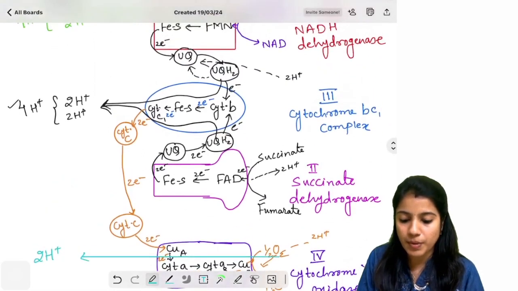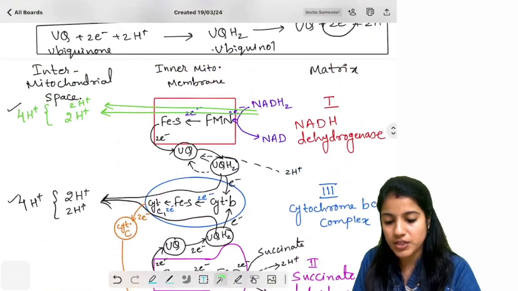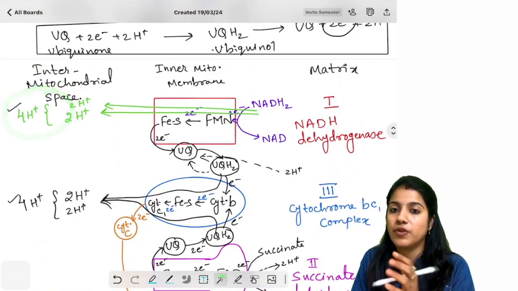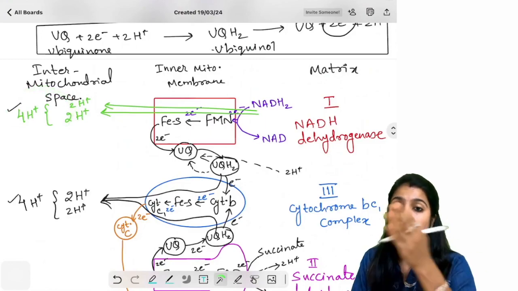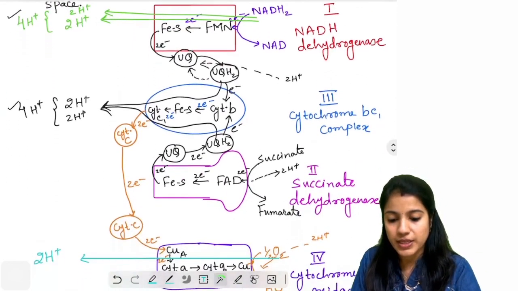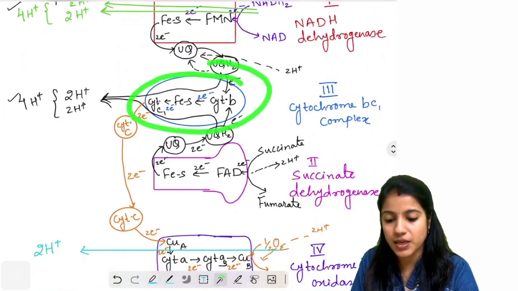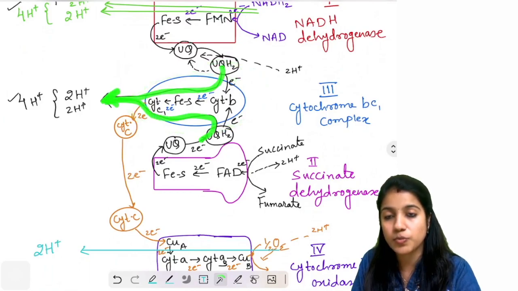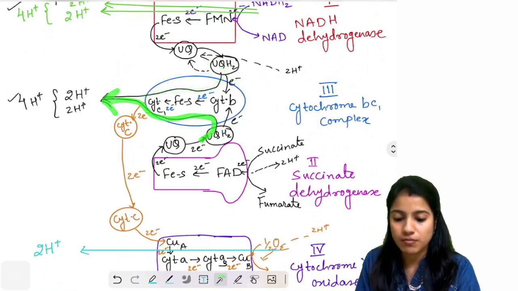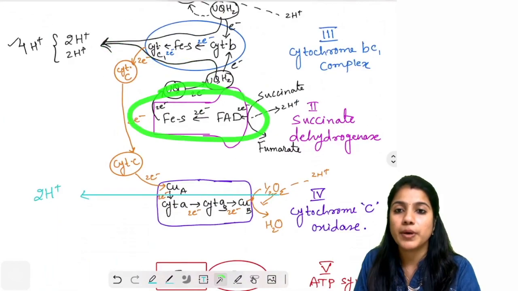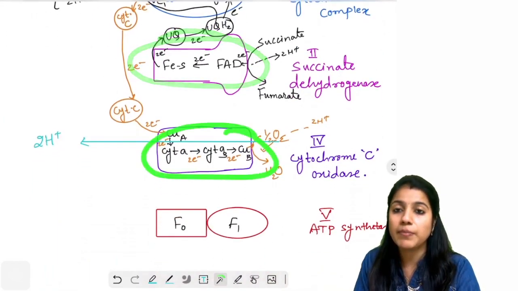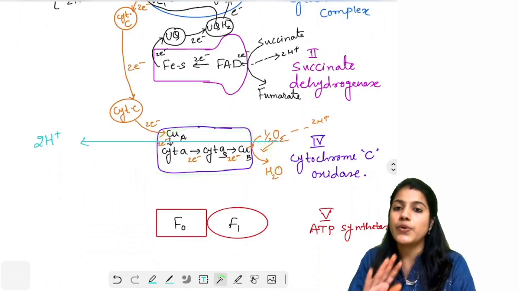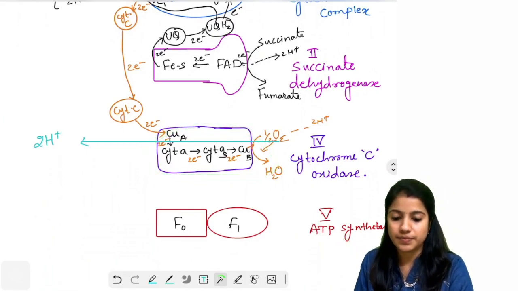So I got proton pumping at 3 locations. First, from complex 1, 4 protons. That is 2 protons directly from NADH and 2 protons because of transport of 2 electrons. Then in complex 3, 2 protons from this ubiquinol got pumped, and 2 more protons because of transport of 2 electrons. Electron transport system got completed.